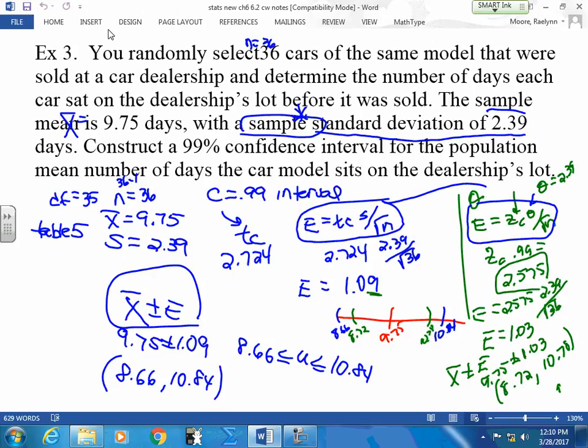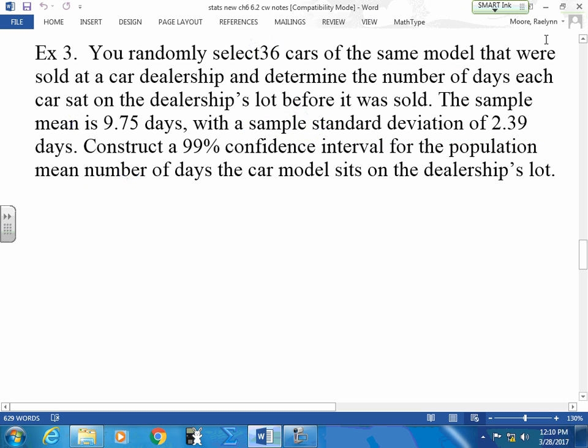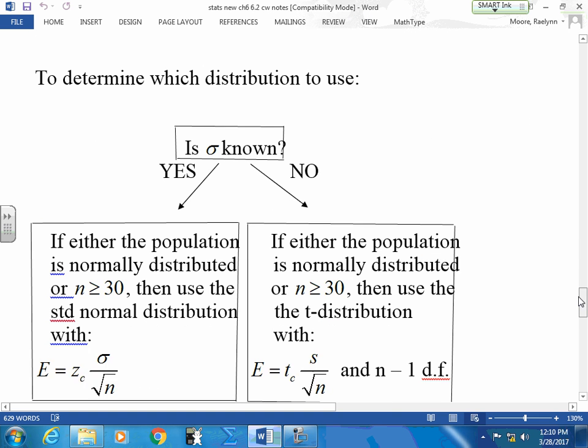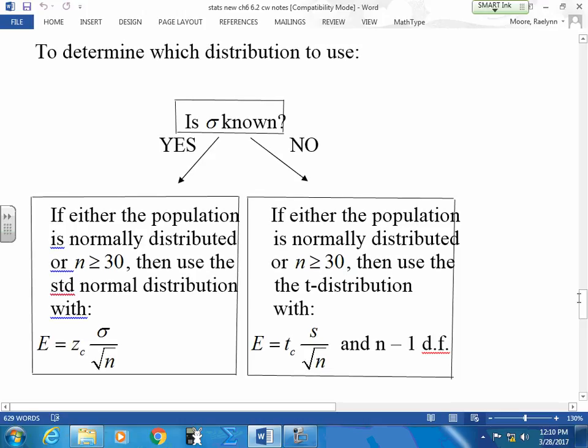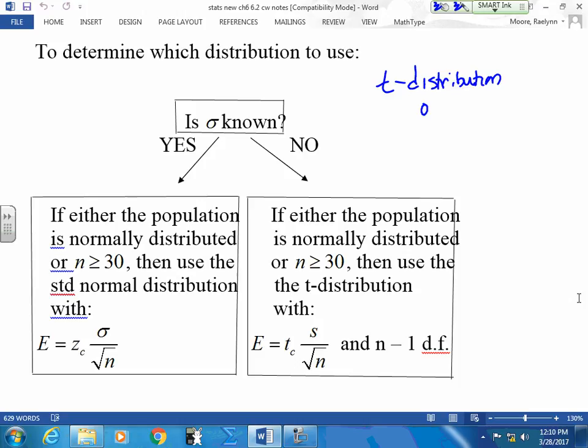Are we good with this? Can everybody do the TC part? Questions at all on the blue? No? Okay. So, how do we know what's going to happen? We look at this little flow chart. And we say, how do we know which one to use, a T or a Z? A T distribution? Or a Z distribution? This is the biggest thing that you're going to have to know.